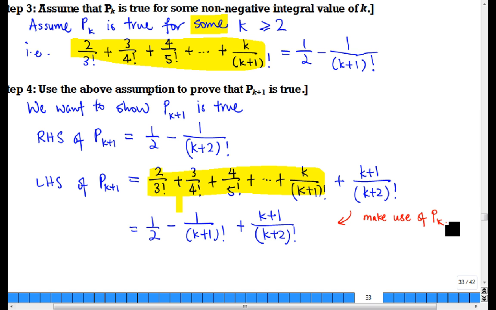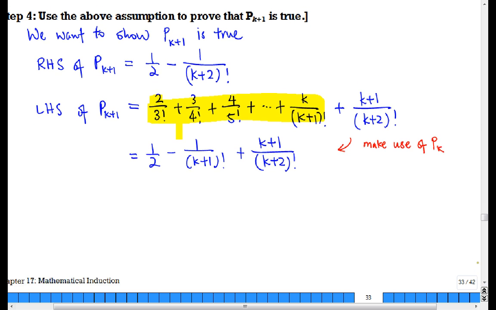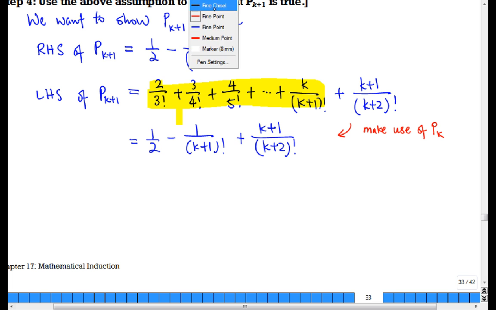Now our job is to aim towards the answer. Very loosely speaking, aim towards this answer. From here, we aim here. Now we already have a half, we had a half here, so leave the half alone. Now we're supposed to prove this one is equal to this fraction. How do we do it? Very simple. You have a k plus 2 factorial. Make a common denominator. Correct? Common denominator.